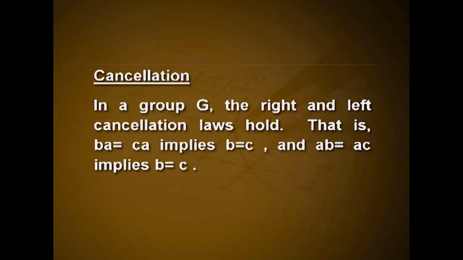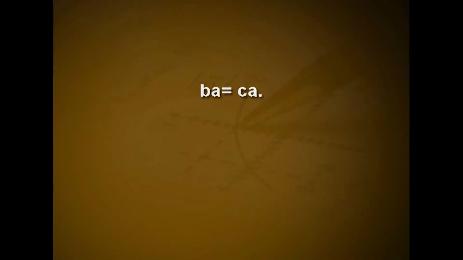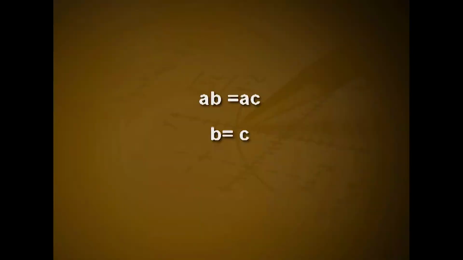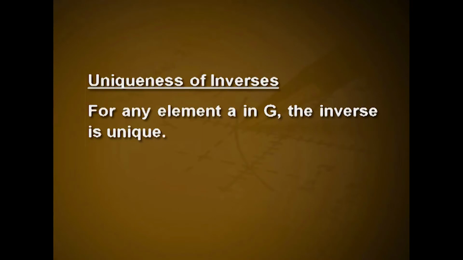Next theorem is the theorem on cancellation. In a group G, the right and left cancellation laws hold. That is, BA = CA implies B = C, and AB = AC implies B = C. Proof. Suppose BA = CA. Let A' be an inverse of A. Then multiplying on the right by A' gives BA·A' = CA·A'. Associativity yields B·AA' = C·AA'. Then BE = CE and therefore B = C as desired. Similarly, one can prove AB = AC implies B = C by multiplying by A' on the left side.